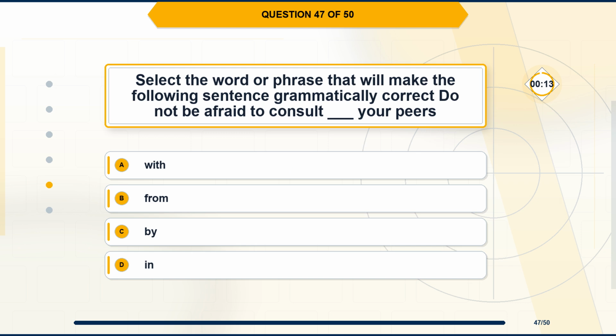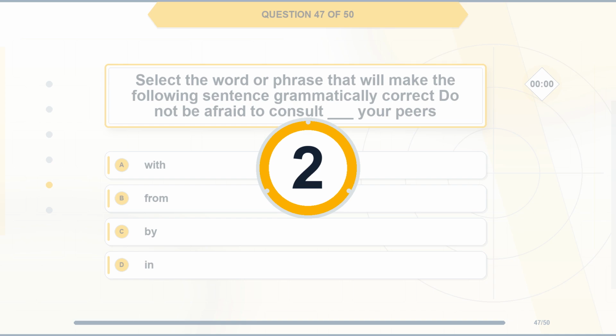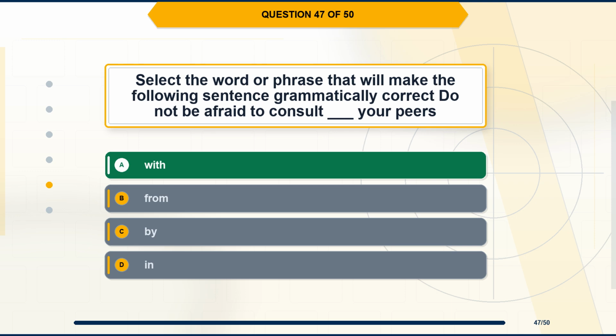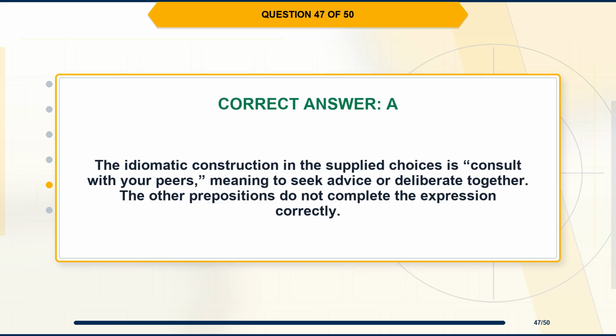Question 47. Select the word or phrase that will make the following sentence grammatically correct. Do not be afraid to consult blank your peers. Option A, with. Option B, from. Option C, by. Option D, in. The correct answer is option A, with. Explanation. The idiomatic construction in the supplied choices is consult with your peers, meaning to seek advice or deliberate together. The other prepositions do not complete the expression correctly.